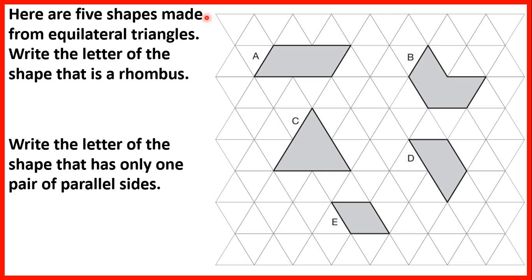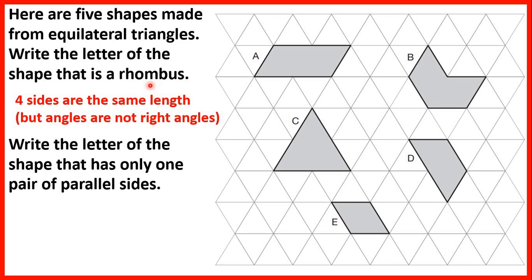Here are five shapes made from equilateral triangles. Write the letter of the shape that is a rhombus. So we need to remember that with a rhombus we have four sides which are the same length, but the angles are not right angles.